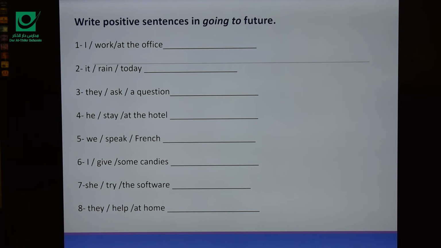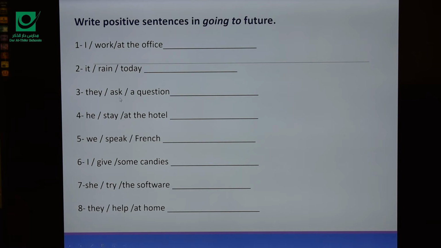Number 2, it rained today. We start with it. It takes is, it is. We use going to: it is going to, and here we have the verb rain today. It's going to rain today.